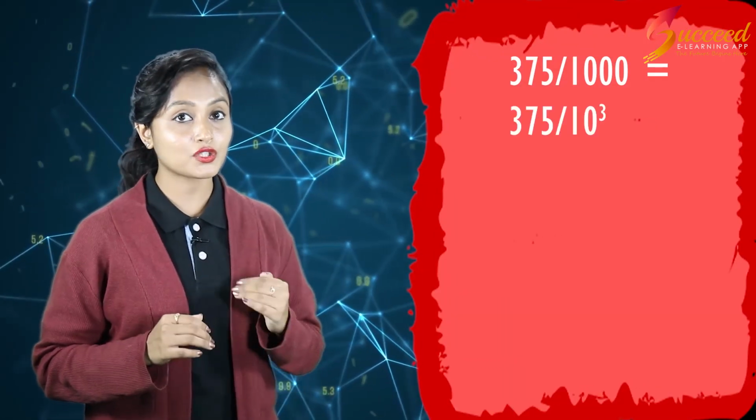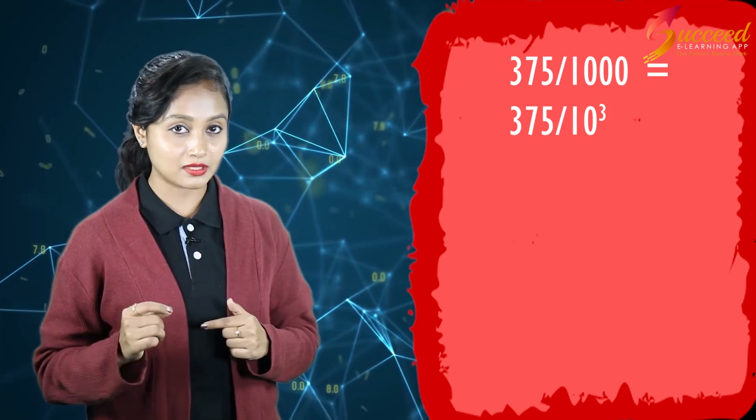That is 375, which will come on the numerator. Now, on the denominator, write 1 followed by so many zeros, which is after the decimal point. So, after the decimal point, we have 3 digits. So, 375 divided by 1 followed by 3 zeros, that is 1000. This can be written as 375 divided by 10 to the power of 3.